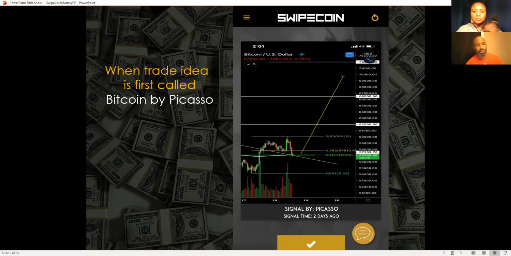So if you have your SwipeCoin app up, because this is a SwipeCoin type tutorial, this is the first thing you're going to see when a trade idea comes to your phone or your app, or whatever device you have it on. You're going to see a trade idea called by one of my favorites, Picasso. He's a master educator within our organization, within our platform, and I promise you, he will help you be successful.